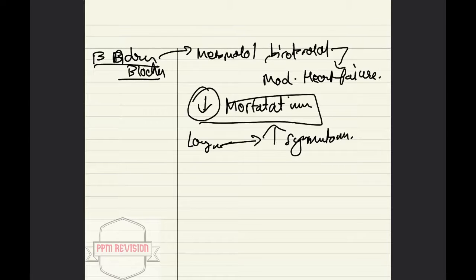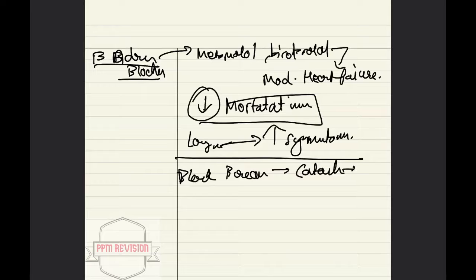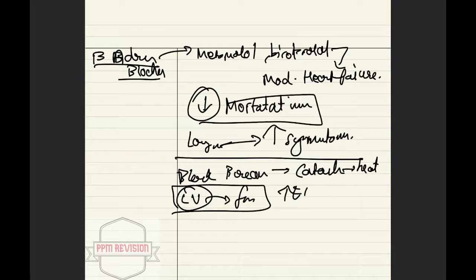Next, we'll be looking at the mechanism of action. The exact mechanism is not clear, and what they do is block the beta receptor mediated effects of the catecholamines of the heart. This is to be known, and it improves the left ventricular structure and function. It increases the ejection fraction, as well as decreases the left ventricular size.